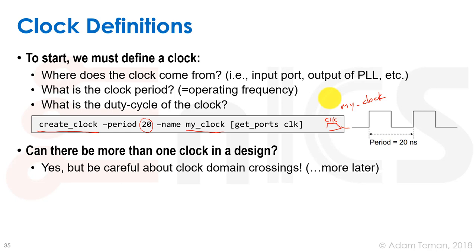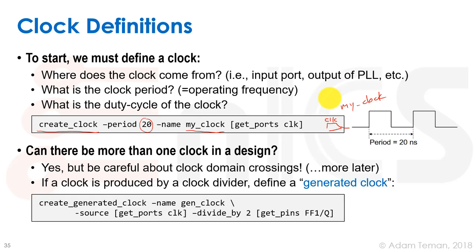So for example, if you take a clock and stick it into a clock divider, you have a clock that we know how it's made. It's all internal to our design. It's generated from the same clock. To define a generated clock, we use the create_generated_clock command. It's a similar syntax to the create_clock command. We give it a name, gen clock. We tell it what the source is, where the original clock comes from. We tell it what the division factor is, so this is a divided by 2 clock. And we show the pin where it originates from, similar to the source here. So that's a generated clock, and we can often have designs which have many, many generated clocks.